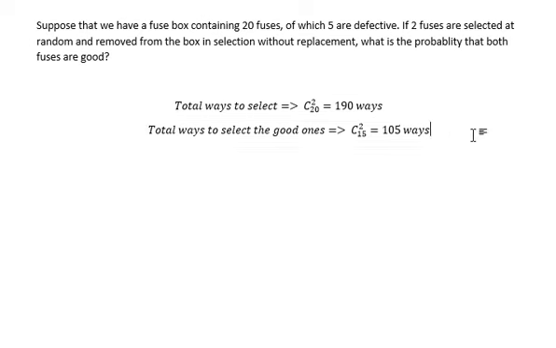So the probability to select the good ones, that's about 105 over 190, and we got about 21 over 38. This is about the final answer.